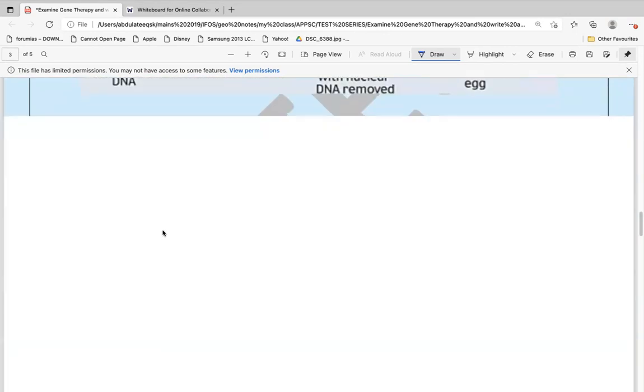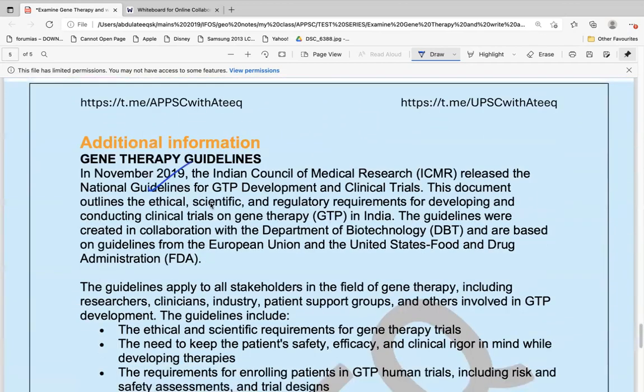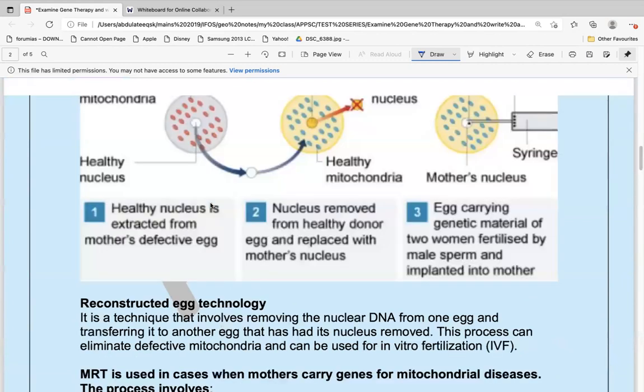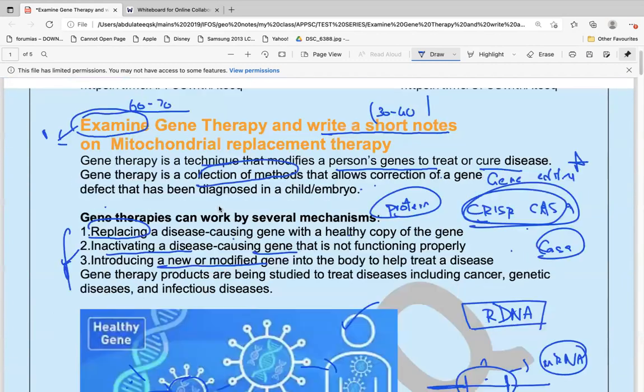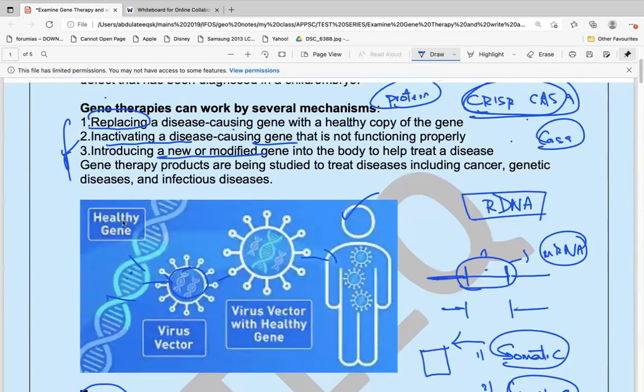I have given it in the additional information, guys. You can read it. But for the answer, this much is enough. So we have answered the first part. We have given a detailed examination.